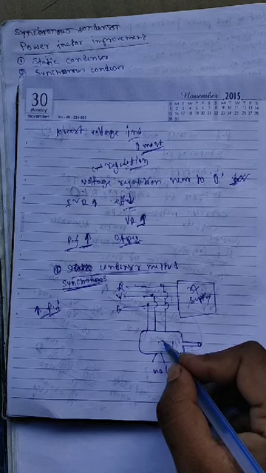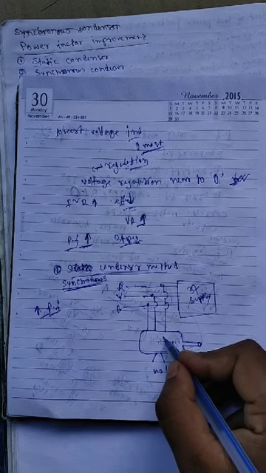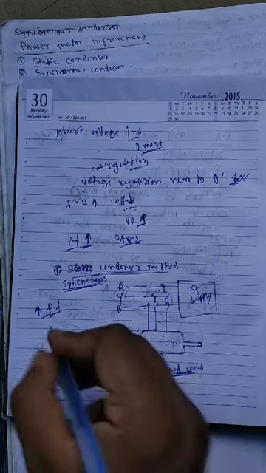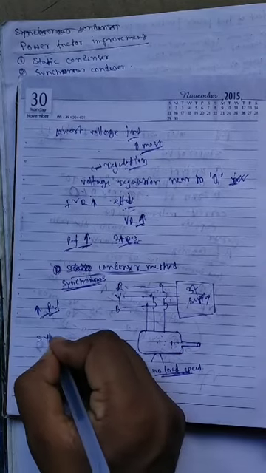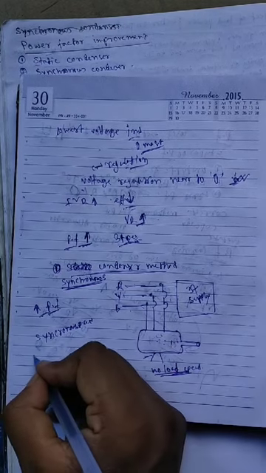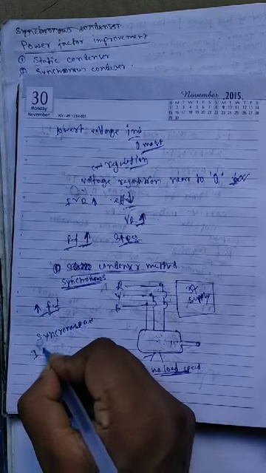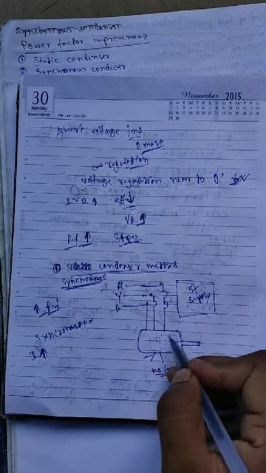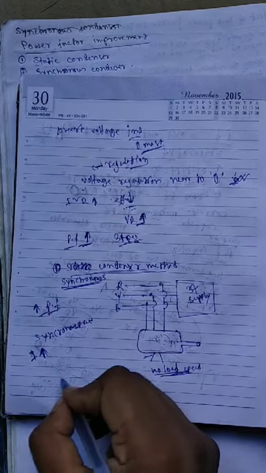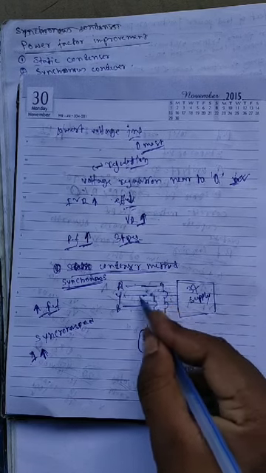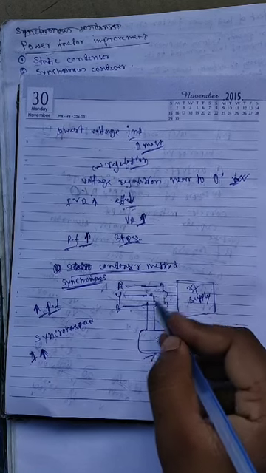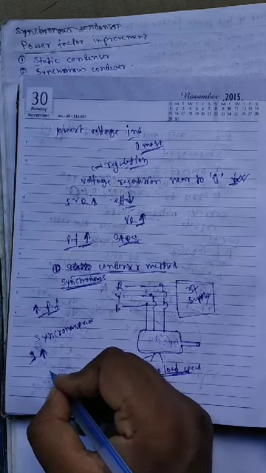If we run this synchronous motor at no load, at synchronous speed, the excitation current I of this motor increases. If I increases, this I also flows in the R, Y, B phases.